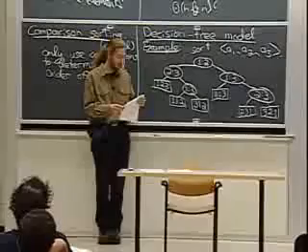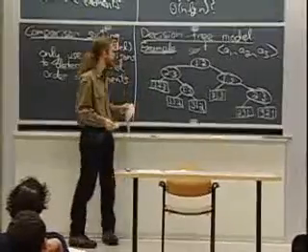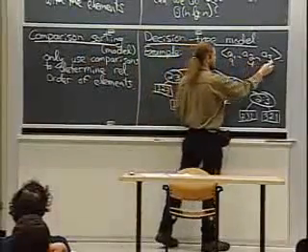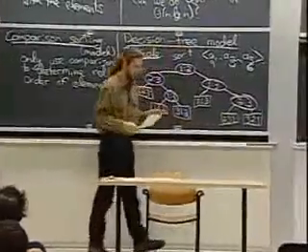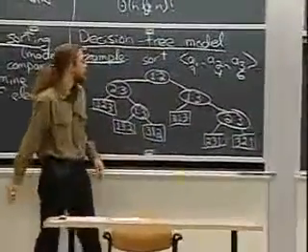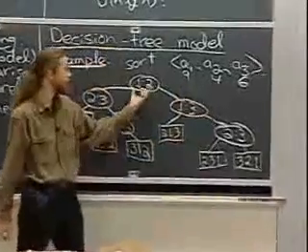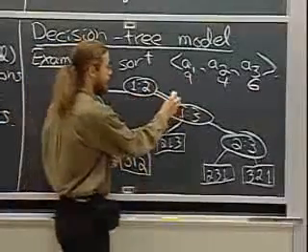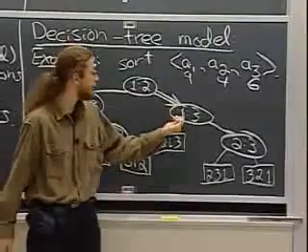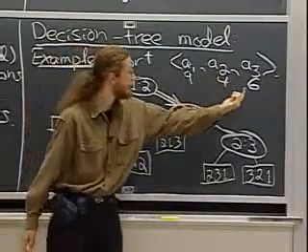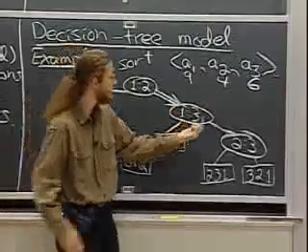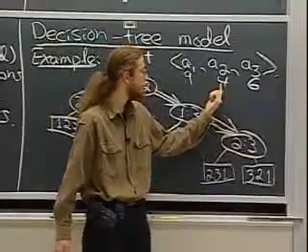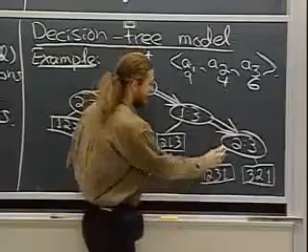So let's try it with some sequence of numbers, say 9, 4, and 6. So we want to sort 9, 4, and 6. First we compare the first element with the second element. 9 is bigger than 4, so we go down this way. Then we compare the first element with the third element. That's 9 versus 6. 9 is bigger than 6, so we go this way. And then we compare the second element with the third element. 4 is less than 6. And so we go this way.